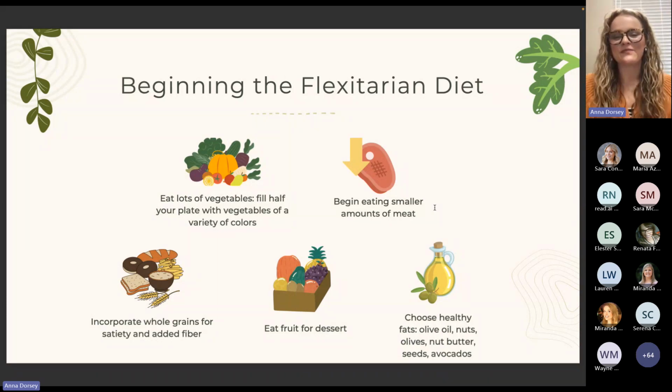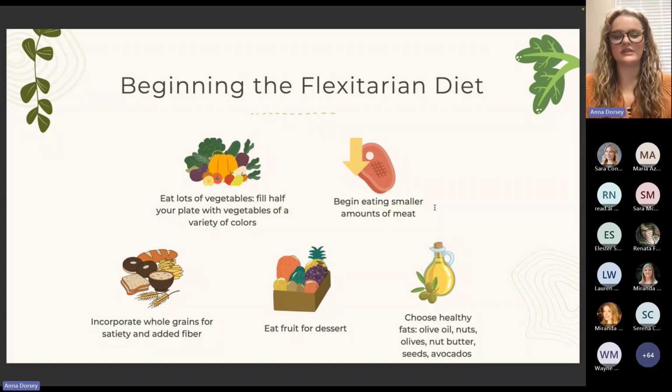And so just to emphasize again, maybe that means eating meat once a day for you. Maybe that means just simply decreasing your portion size of meat. Maybe it means eating meat only when you go out to eat. It can be very different for every single one of you and adaptable to your lifestyle.